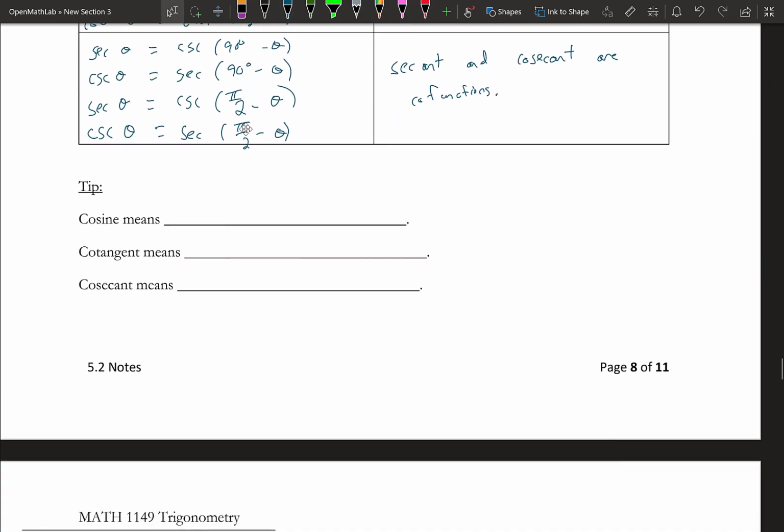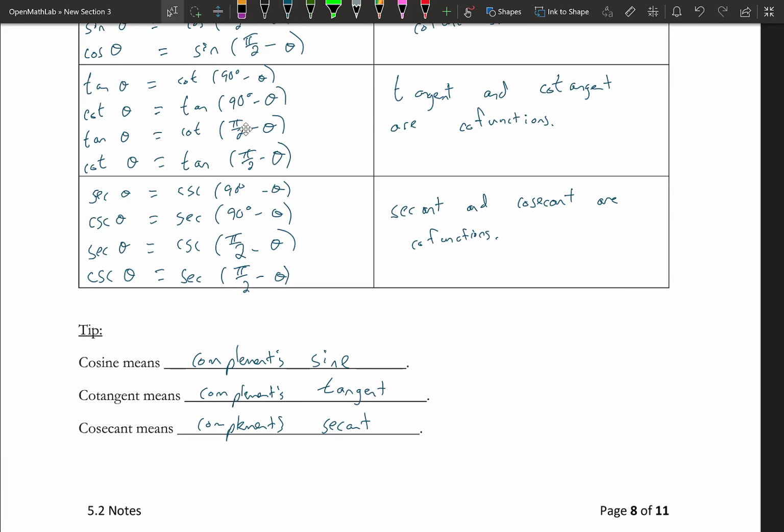Right? So just a little tip to help for some of this to make sense is that cosine literally means that it complements sine. Right? So cosine and sine are cofunctions, right? Cotangent means that it complements tangent. Right? Cosecant literally means that it complements secant. So cosecant complements secant. Cotangent complements tangent. Cosine complements sine. Right? So that might help you remember that relationship.